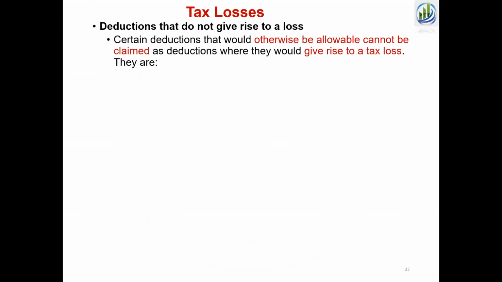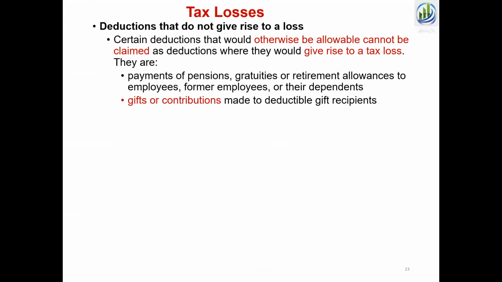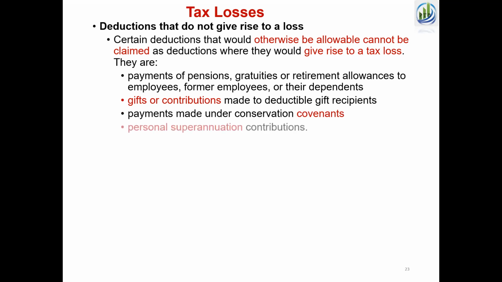Now we'll move into the deductions that do not give rise to a loss. What is the meaning? Otherwise deductible rules. There are four expenses that you cannot use to make a tax loss. What's the meaning? If you're making a tax loss, you cannot use these expenses as deductions. What are the expenses? Payments of pension and gratuities and retirement allowances to employees or former employees or their dependents. Gifts and contributions. We talk about the donations, right? Gifts or donations to deductible recipients, you cannot use that amount as a deduction. And same thing, payments under the conversion covenant, you cannot use.